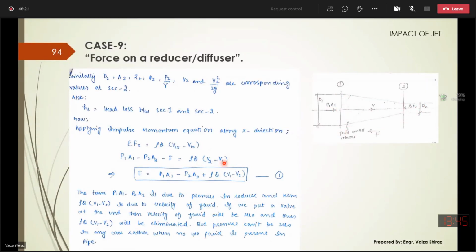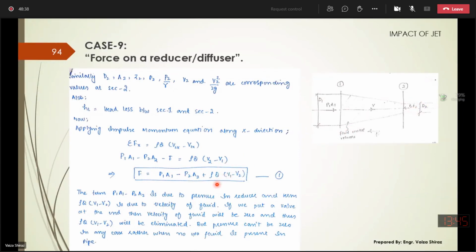Now in this case, if you see this equation, this V1 and V2 are dependent upon the flow condition. If you put a valve at the end of section 2 and completely close that valve, then no flow will take place in the pipe, and if the flow is zero, it means that the velocity will be zero.